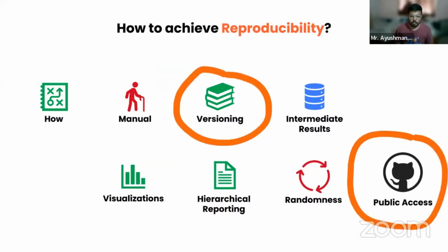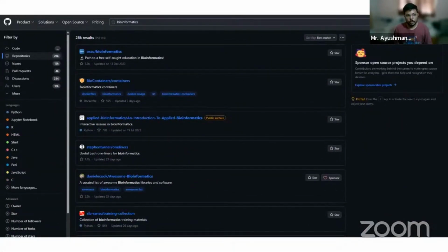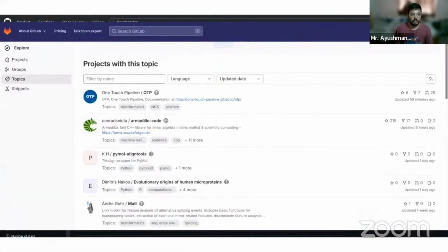Right. So next, I would focus on versioning and public access to your code and your research. This is one of the widely used web services. This is the main page of GitHub, where you can browse a lot of open source repositories. You can copy from those, you can modify those as per the requirement of your research. A very similar service is provided by GitLab. It allows you to create your own repositories similarly and share code, collaborate, and also keep track of all the changes you make to your code.